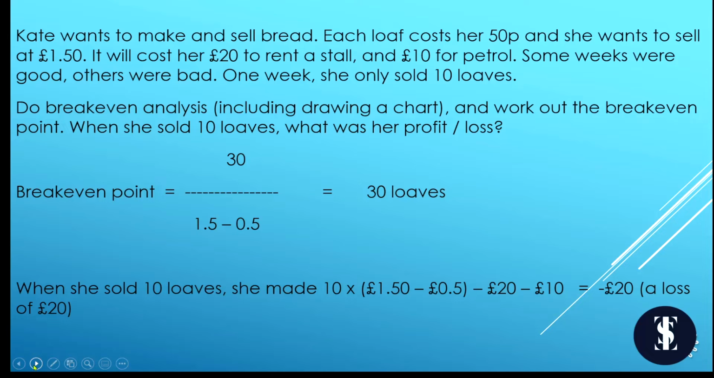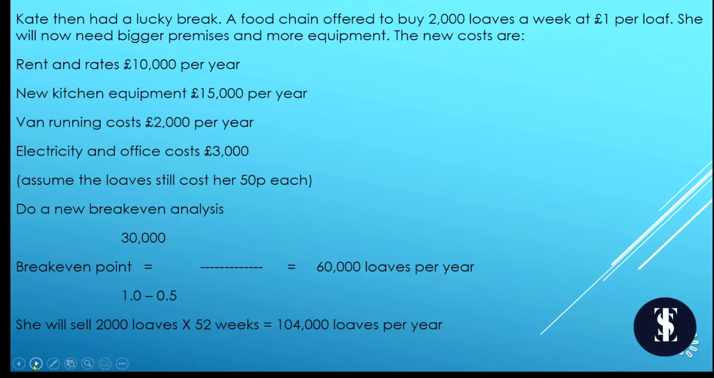Okay, now when she sold 10 loaves, she made 10 times £1. But then she also lost her fixed costs of £20 and £10, so she made a £20 loss. Now, Kate then had a lucky break. A food chain offered to buy 2,000 loaves a week at a reduced £1 per loaf.